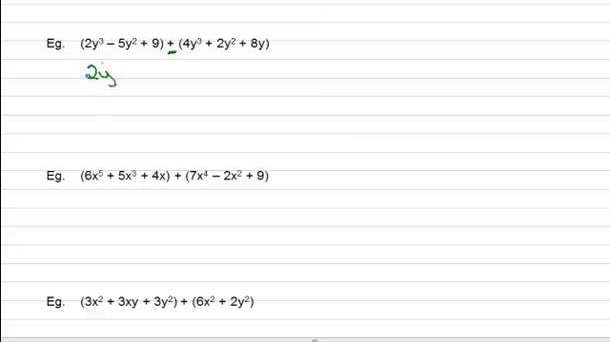So I've got 2y cubed, marking them, plus 4y cubed. Then I've got negative 5y squared, positive 2y squared. Now I've got an 8y, and a constant here. I'm going to go ahead and put at the end.